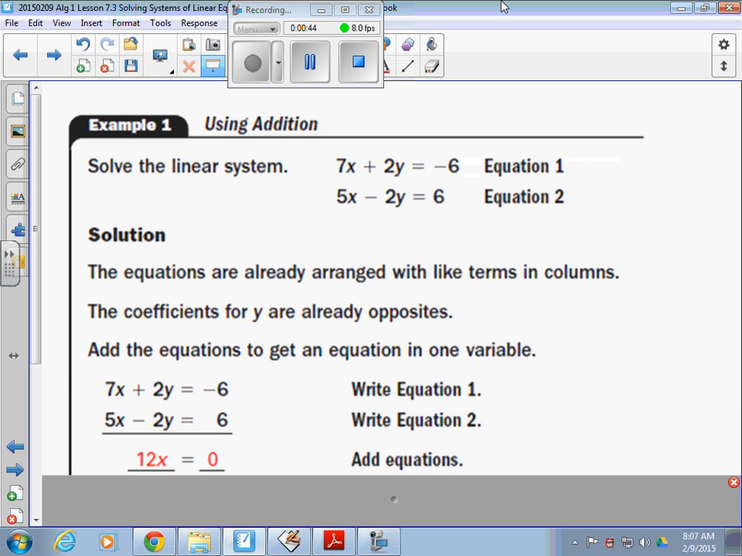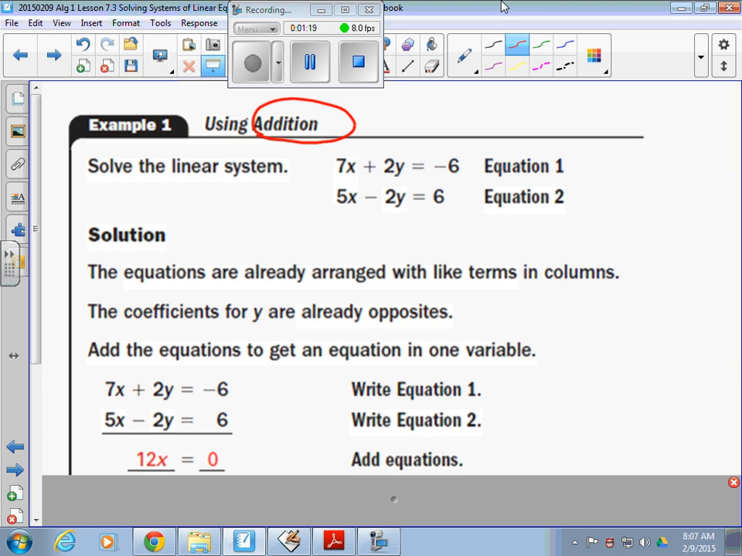Here is the first example. It says solve the linear system. Remember, we're using addition. We count addition and subtraction as the same thing, because addition and subtraction mean the same thing. It just means putting things together. If you're adding things that are positive, you count like addition. But if you're adding something that has a negative value, that's just like subtraction. So with this first system, it says 7x plus 2y equals negative 6, and 5x minus 2y equals 6.